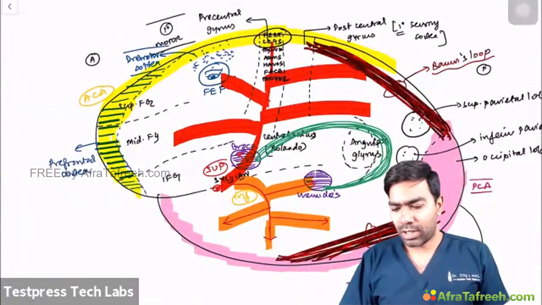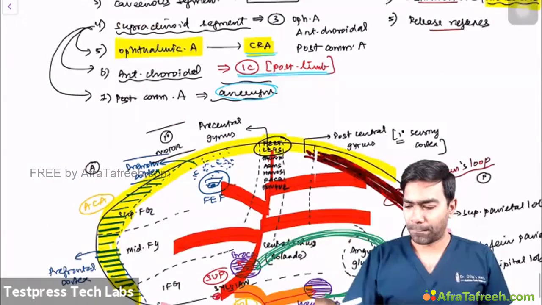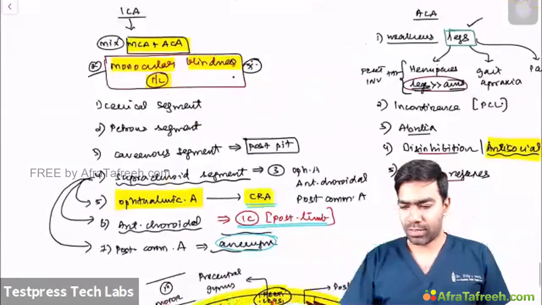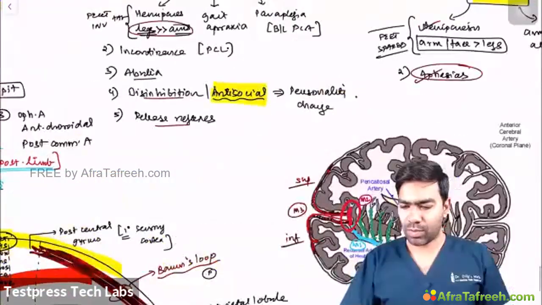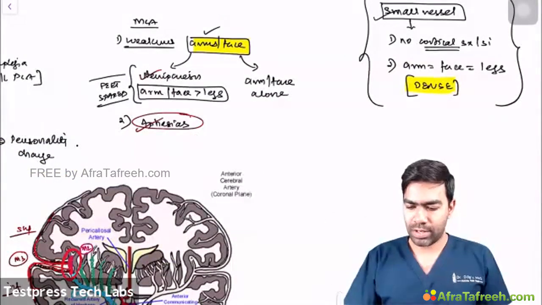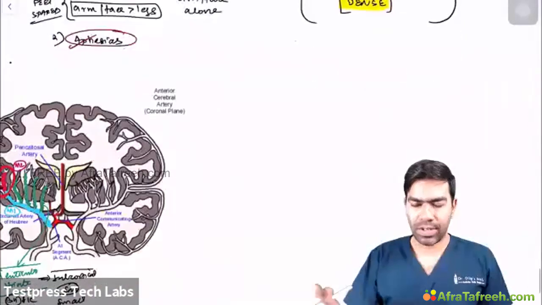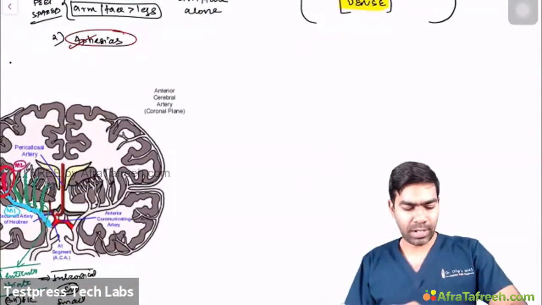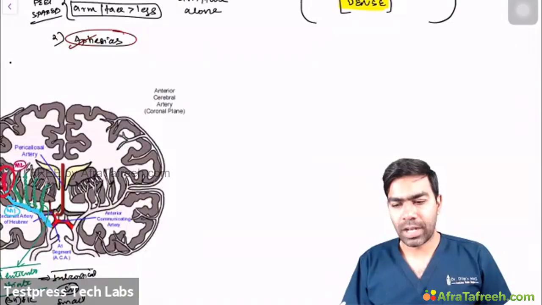So now based on that, I can tell my artery of involvement, isn't it? For example, I can have a superior division involvement. So in the MCA, what will happen if my superior division is involved? What will happen if my inferior division is involved? What will happen if my lenticular side branches are involved?